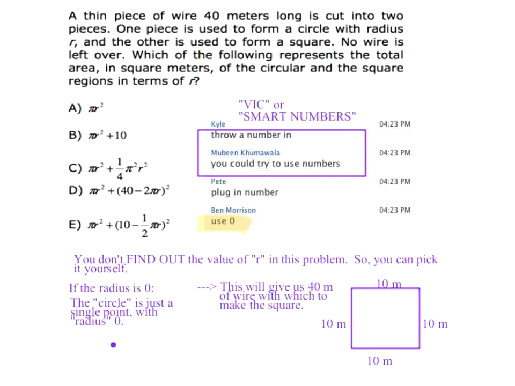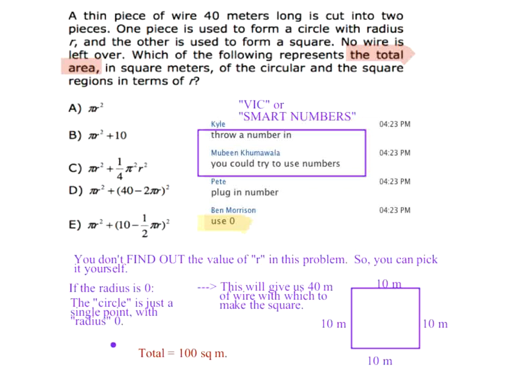So let's see how that does. But again, you gotta have a goal. Make sure you know what it is that you're finding. In this case, you're finding the total area of the circular and square region. So, okay, total area is 100 square meters in this case. Total is 100 square meters.